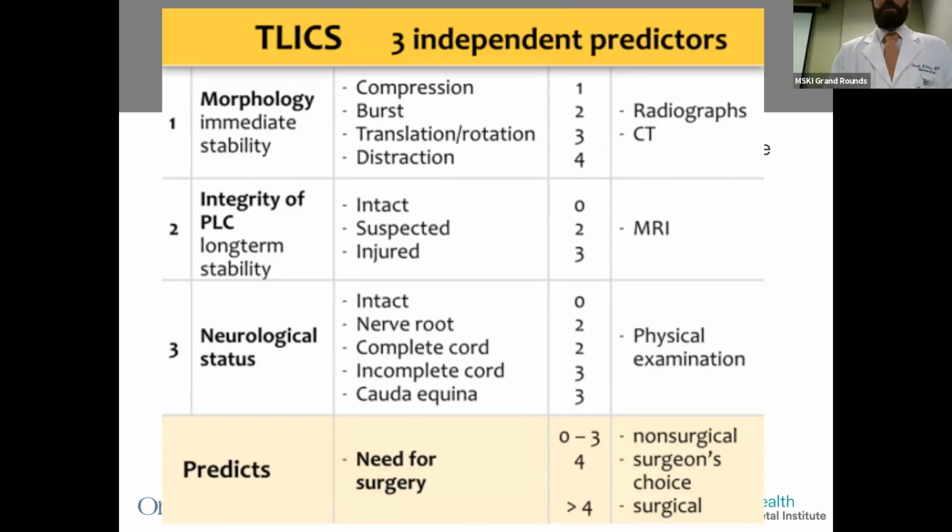The major criticism of this system is that it doesn't take into account deformity. So you can have a burst fracture that has 30 degrees of kyphosis, and that would have the same score as a burst fracture with 0 degrees of kyphosis. And it also doesn't take into consideration pain. A lot of times patients have a burst fracture that looks stable, but they can't walk and they're bedbound for weeks. So the biggest issue with this is exclusion of relevant clinical information.